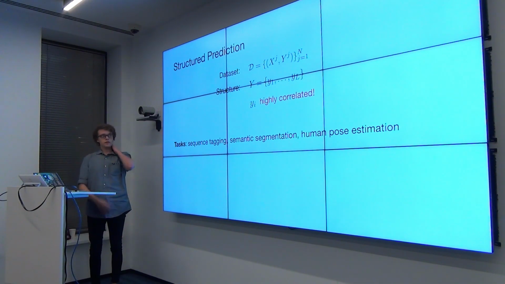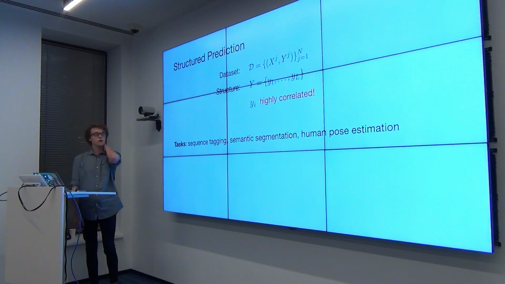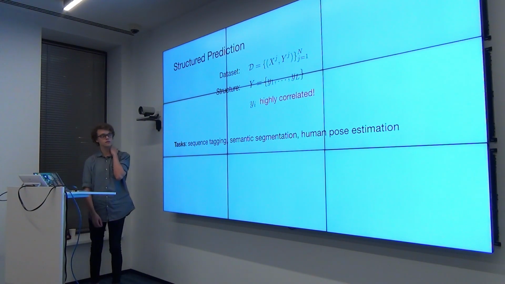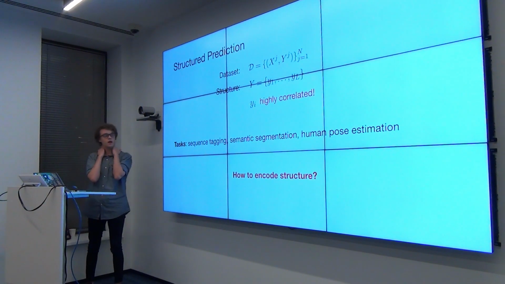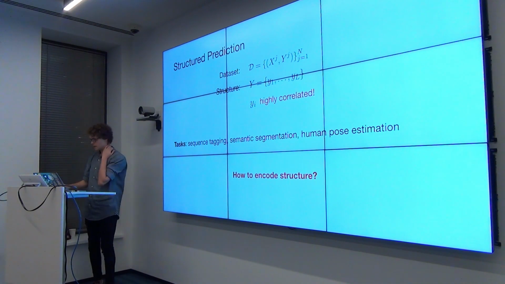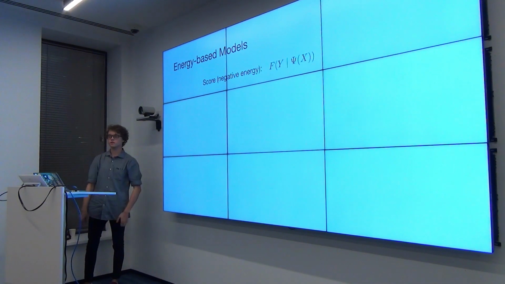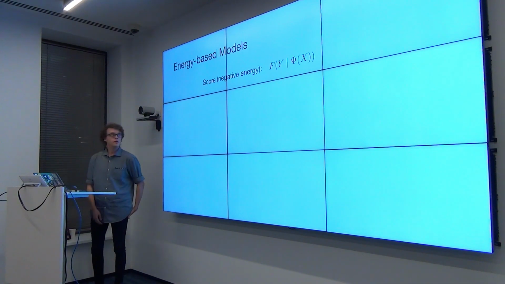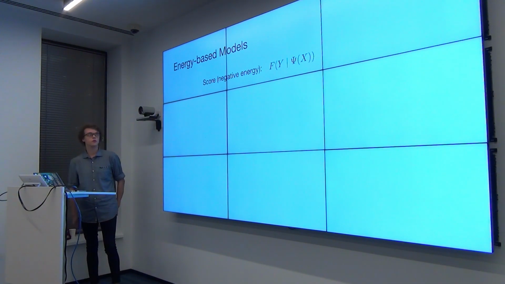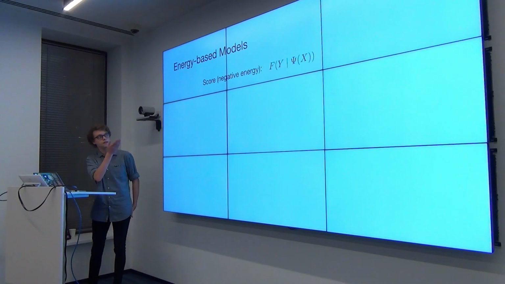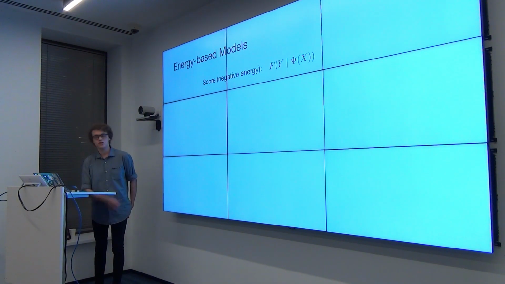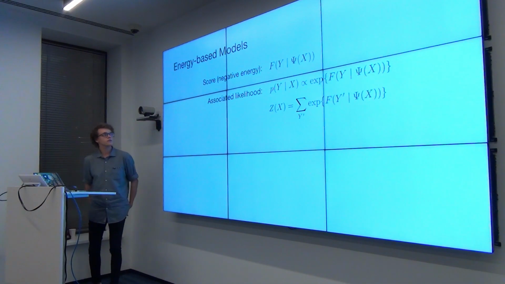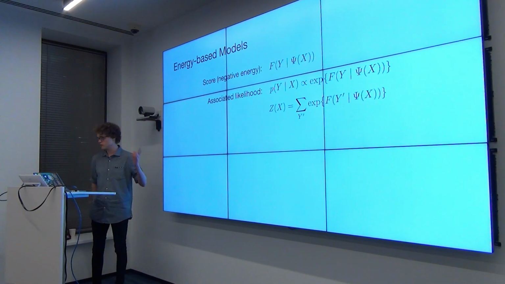Tasks of this type arise in many practical fields, such as computer vision and natural language processing. As examples, you may consider sequence tagging, semantic segmentation, or human pose estimation. The main question is how to encode structure in our model. One possible solution is to use the framework of energy-based models. In these terms, we are given a score function, which scores the compatibility of assigning label y given x, using some potential functions. The associated likelihood may be computed via softmax.